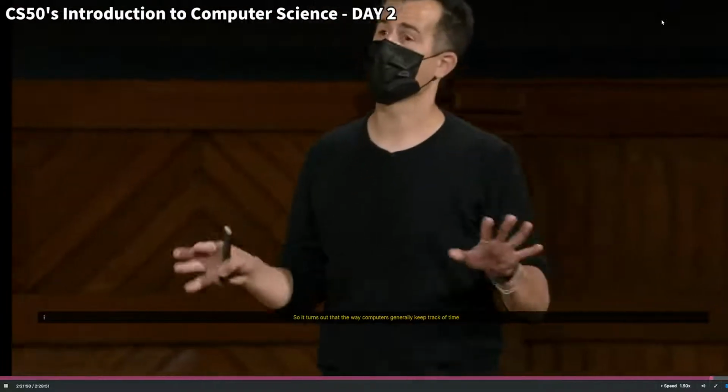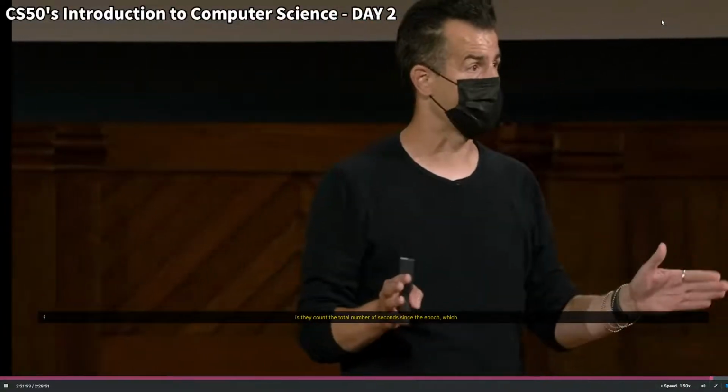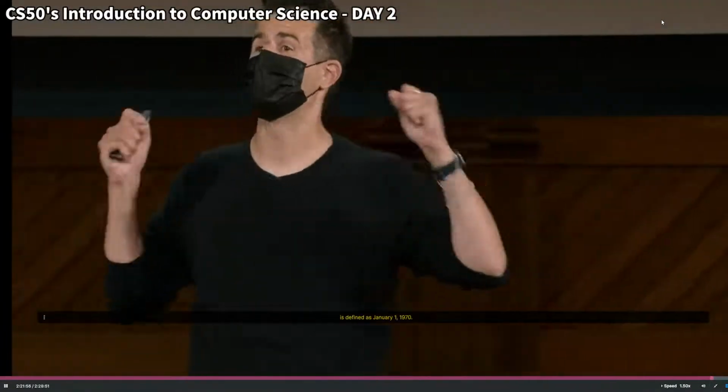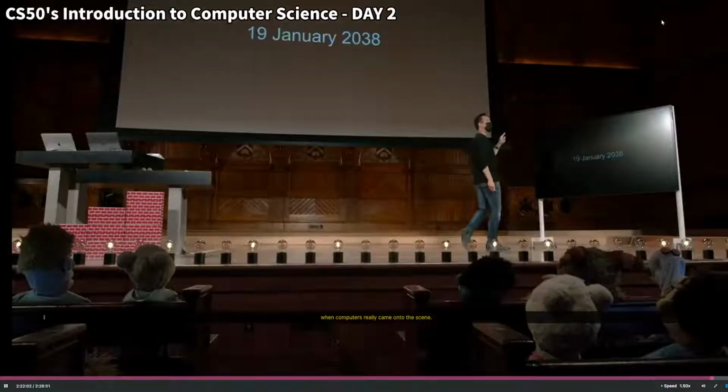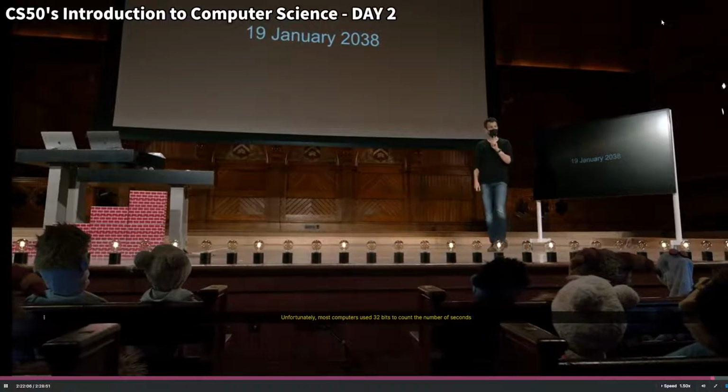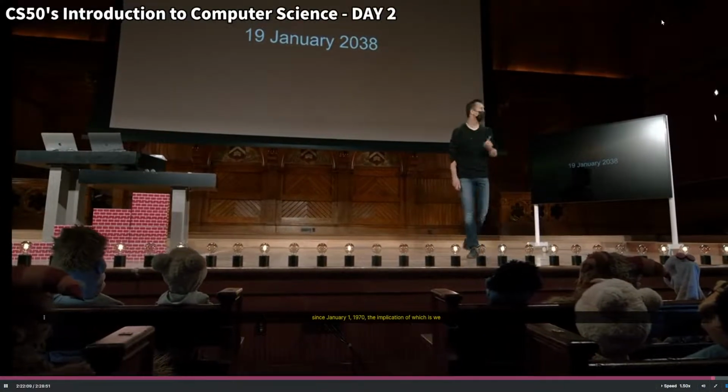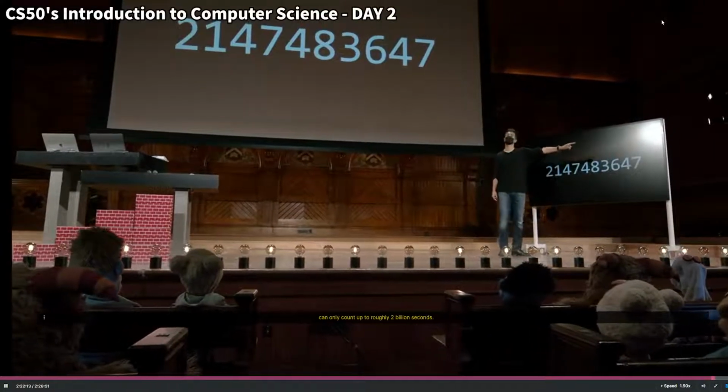So it turns out that the way computers generally keep track of time is they count the total number of seconds since the epoch, which is defined as January 1st, 1970. Why? It was just a good year to start counting at when computers really came onto the scene. Unfortunately, most computers use 32 bits to count the number of seconds since January 1st, 1970, the implication of which is we can only count up to roughly 2 billion seconds.